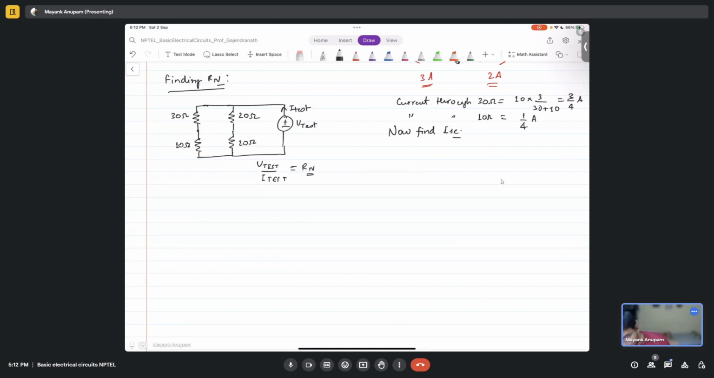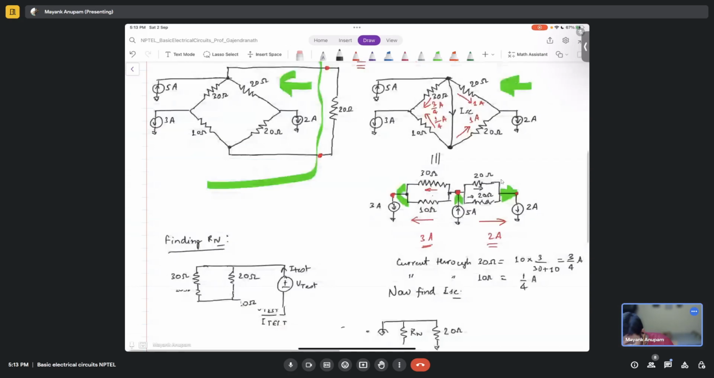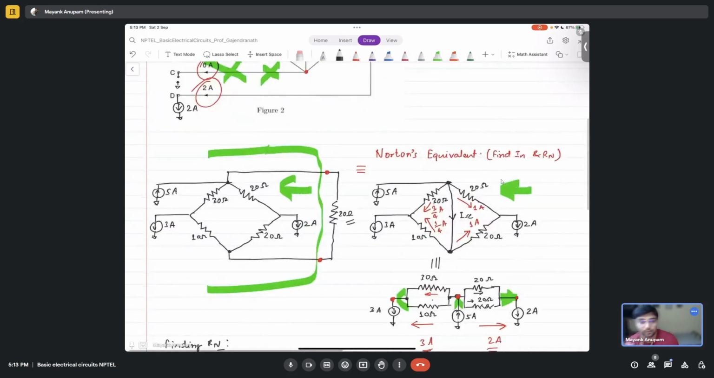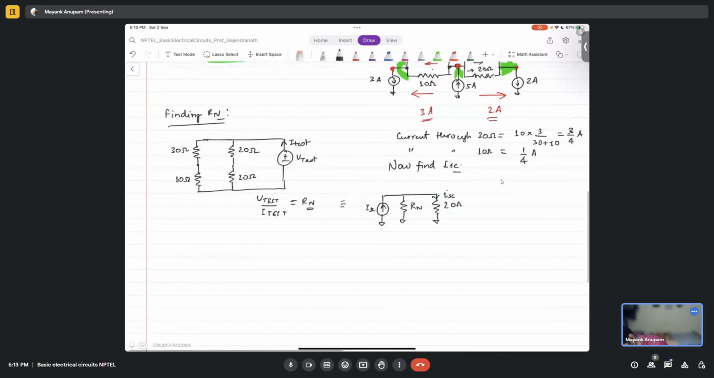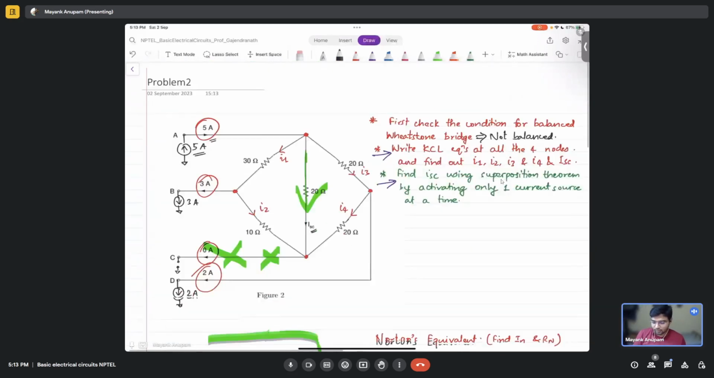Once you have Rn, what will you do? The equivalent network would be: this is your ISC, this is Rn, and then this is your 20 ohms load, right? So this is your 20 ohms load here. After this you can simply find out the current here. This will be the current through 20 ohms, right? So this is also another way.